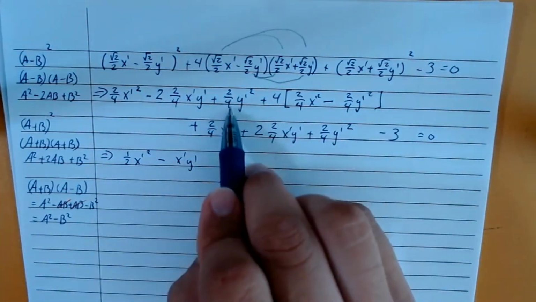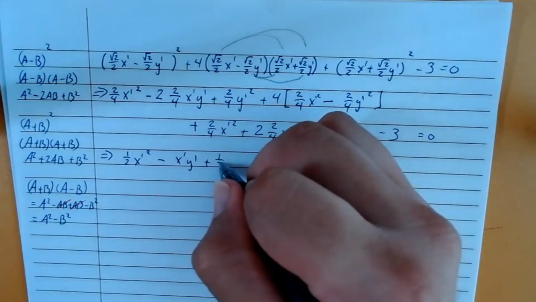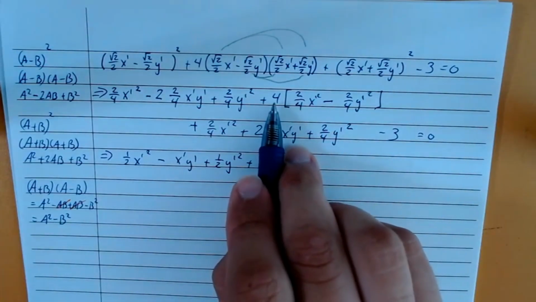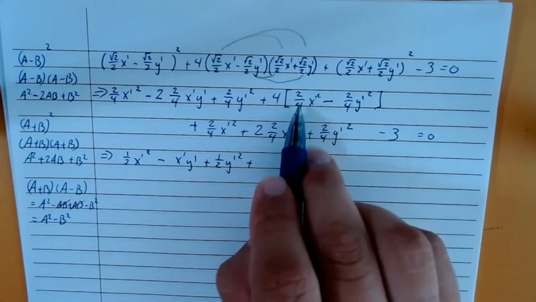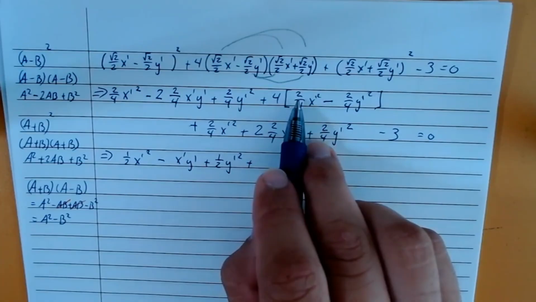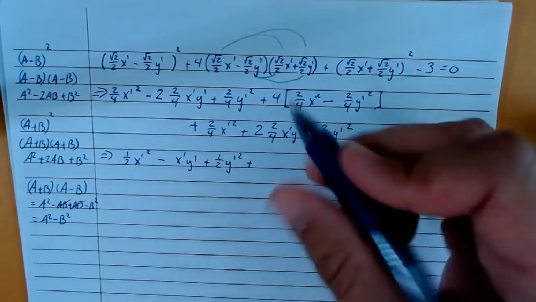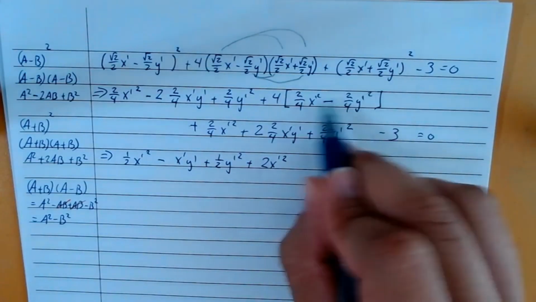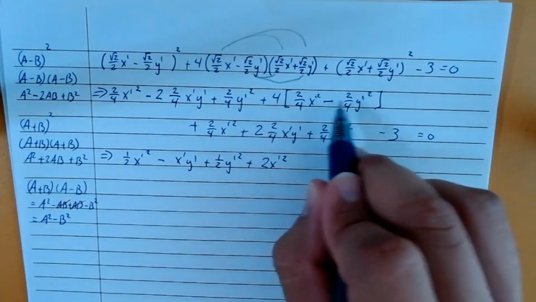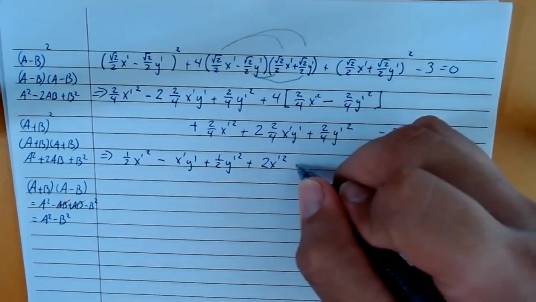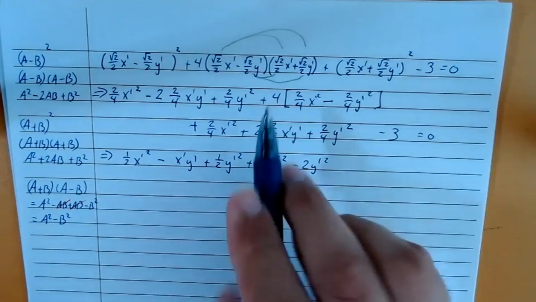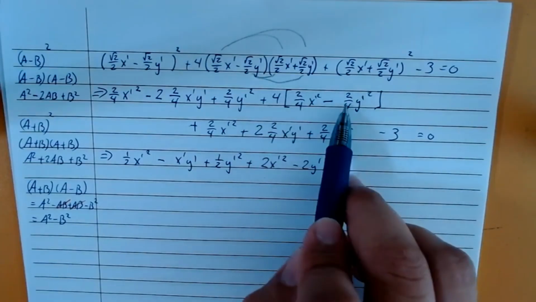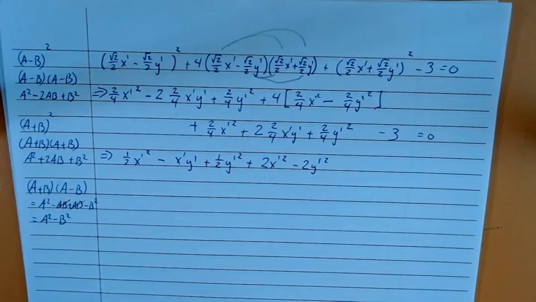And then here, 2/4, well, that's 1/2 y prime squared, plus. Here we can distribute the 4. So 2/4 is a half, so 4 times a half is 2 x prime squared. And then distribute the 4 there. That's going to give us minus 2 y prime squared. Again, we're just distributing the 4. That one there is the first one. And then here you got a minus, so that's going to be minus 2 y prime squared.